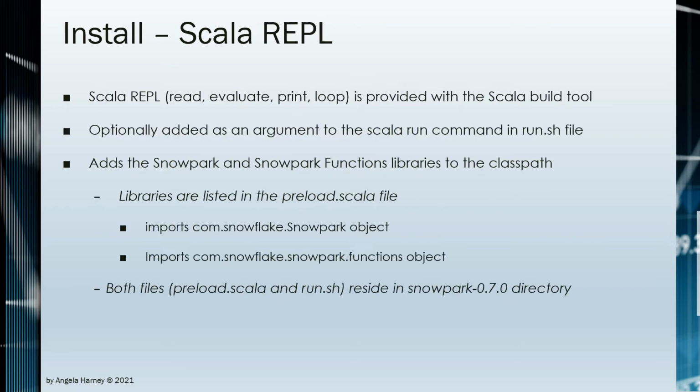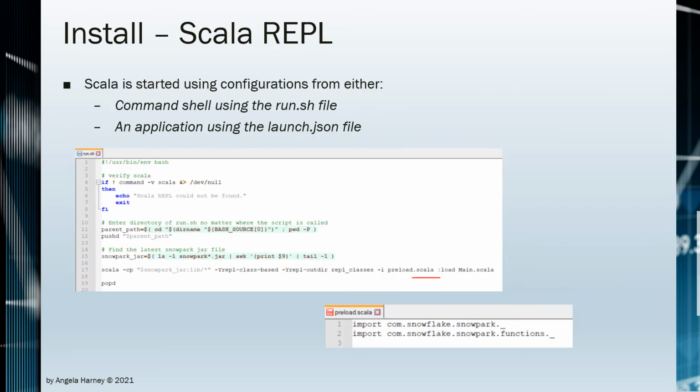The Scala REPL allows you to set up the Snowpark libraries so that they are automatically available for every Scala application that you create without having to import them each time. If you want to do this, you can follow steps to add the preload.scala path to your run.sh shell file. Shown here is a copy of the run.sh file. A Scala application is started using the global run.sh file or a launch.json file local to the project.